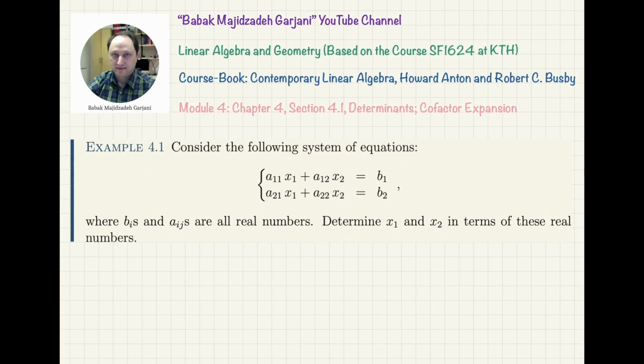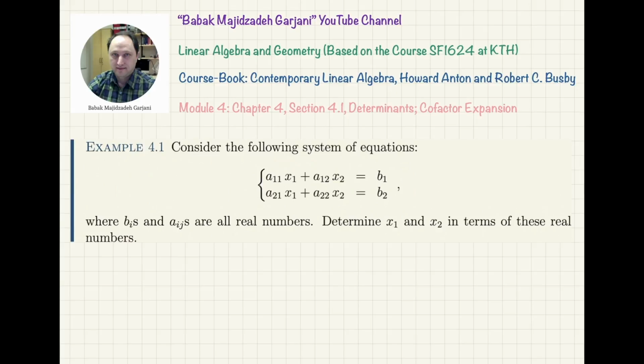So example 4.1. Let me read the example for you first. Consider the following system of equations: 2 equations, 2 unknowns, x1 and x2, where bi's and aij's are given real numbers. Determine x1 and x2 in terms of these real numbers. Okay, so this is a simple algebraic problem. The algebra is very simple, but let us do it once together. It's instructive from my point of view.